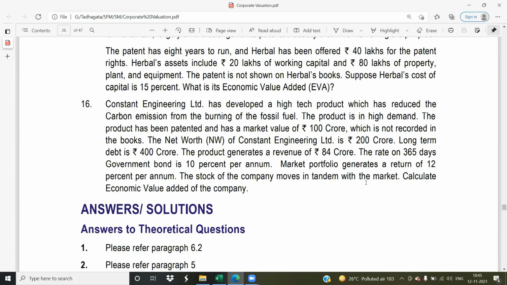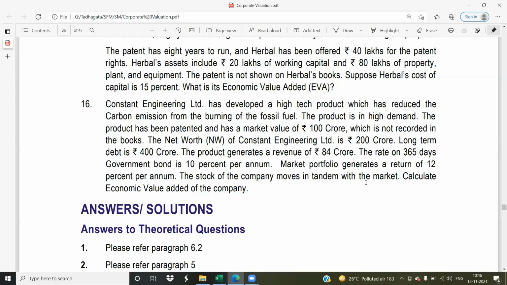How do you find out weighted average cost of capital? You will take cost of equity as 12% because the stock of the company moves in tandem with the market, and the market portfolio generates a return of 12%. Now what is cost of debt? Since you have no other information, you'll take the government bond interest rate, that is 10%. So what are the weights? Equity is 200 plus patent, that is 100, so equity is 300, debt is 400. So the weights are 3 and 4. With that you will find WACC.